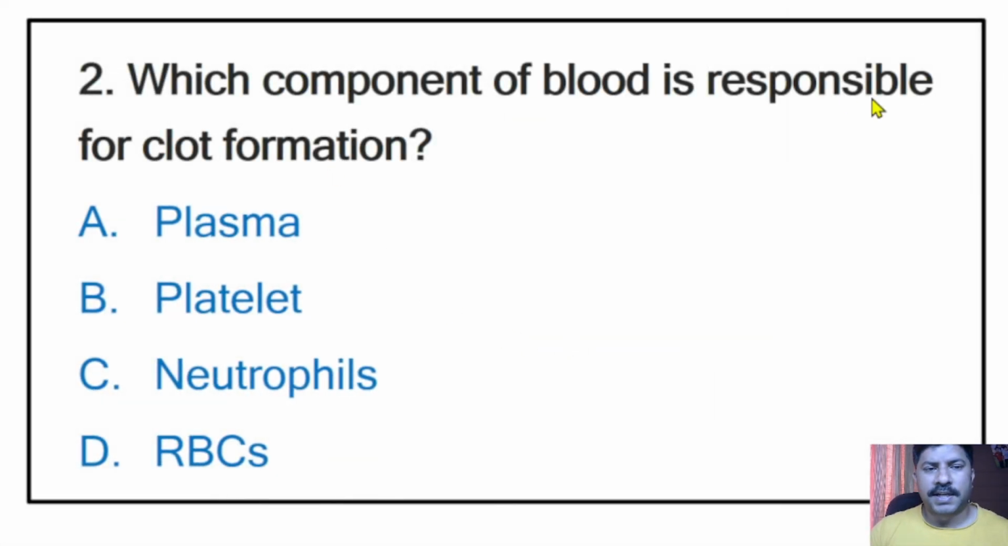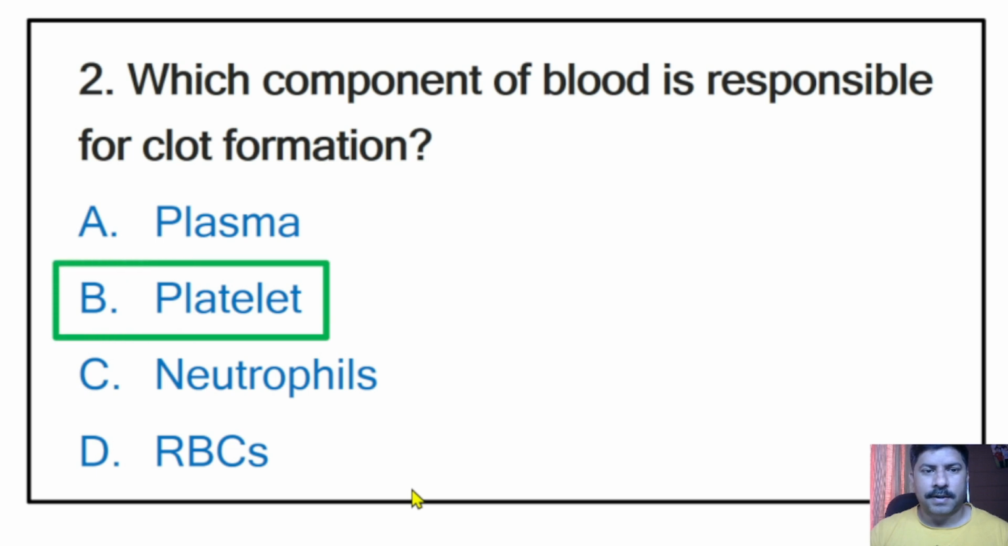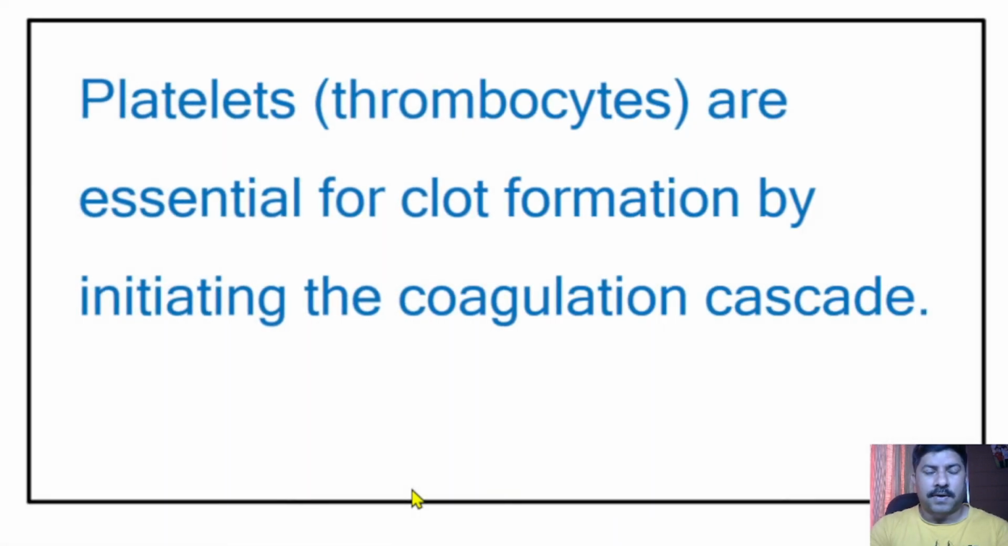Which component of blood is responsible for clot formation? Plasma, platelet, neutrophils, RBCs. The correct answer here, platelet. Platelets, which have another name, thrombocytes, are essential for clot formation by initiating the coagulation cascade.